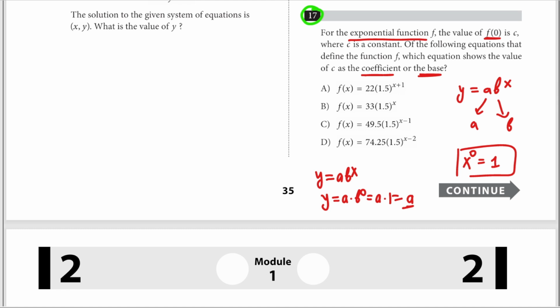which is equal to a. So essentially, most likely, we're not going to be able to find the base. That's probably not going to happen. But we'll be able to find the coefficient.